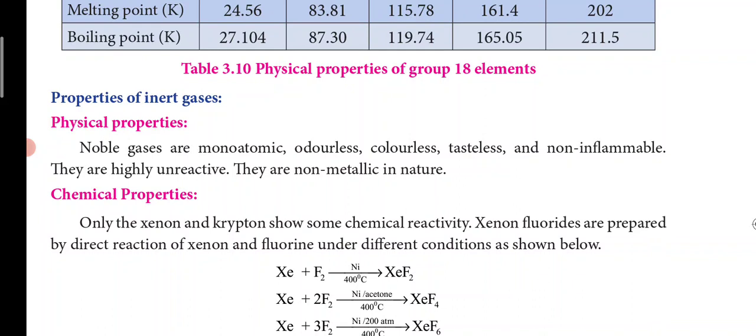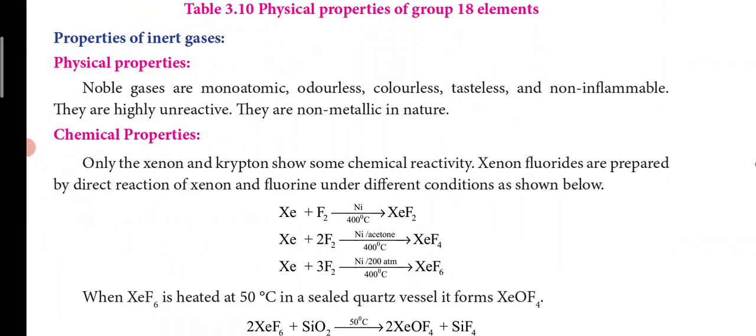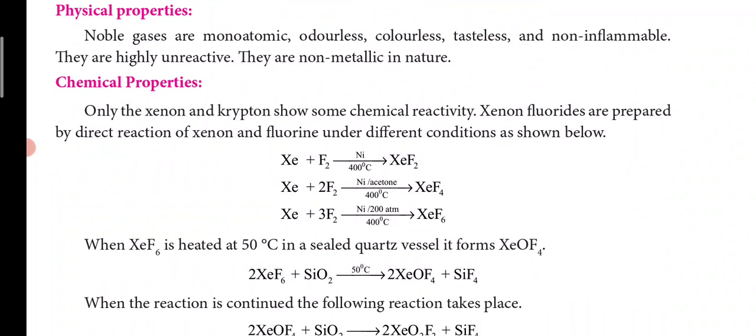So what are the properties? They are generally physical properties. If you see, they are always monoatomic. They will not be represented as Ar2 or He2. They are always Ar, argon, or helium only. They are monoatomic, odorless, colorless, tasteless and non-inflammable. They are highly unreactive. Since they are completely filled, they are unreactive. They are non-metallic in nature.